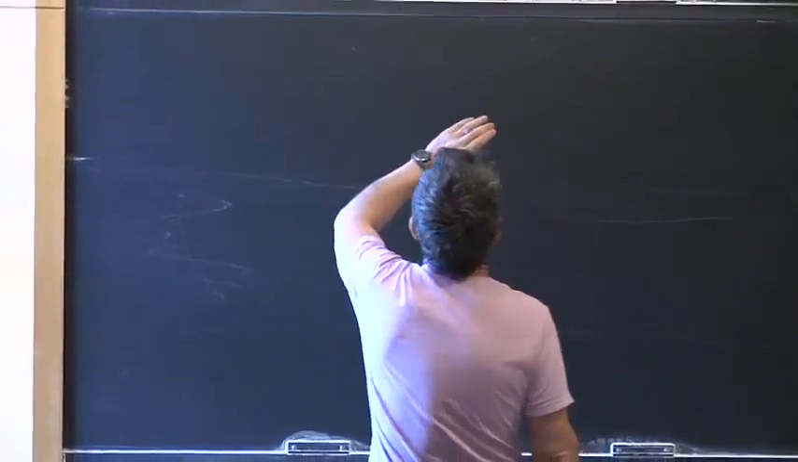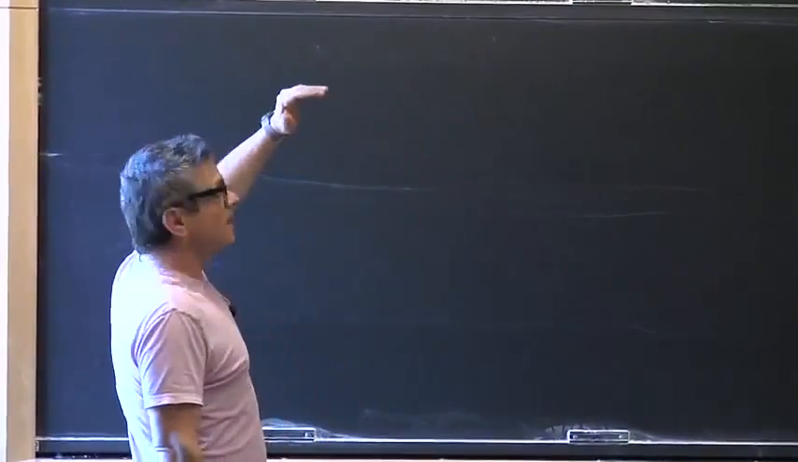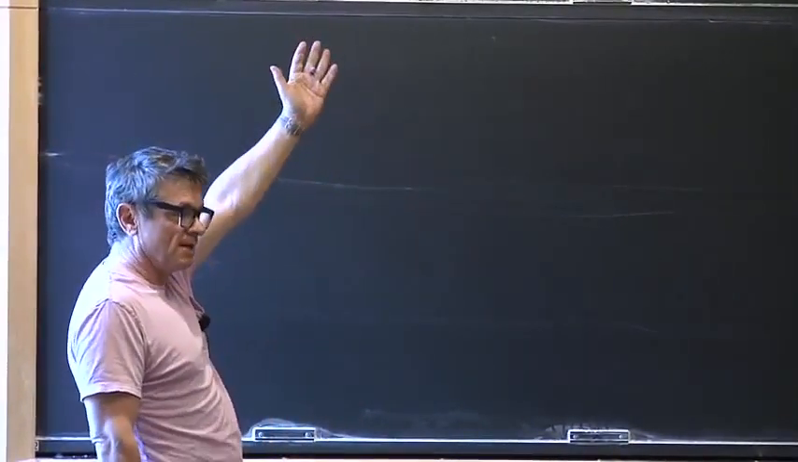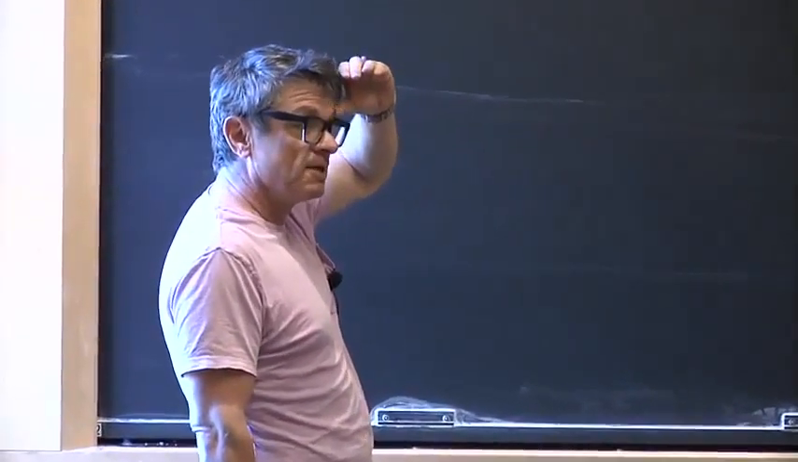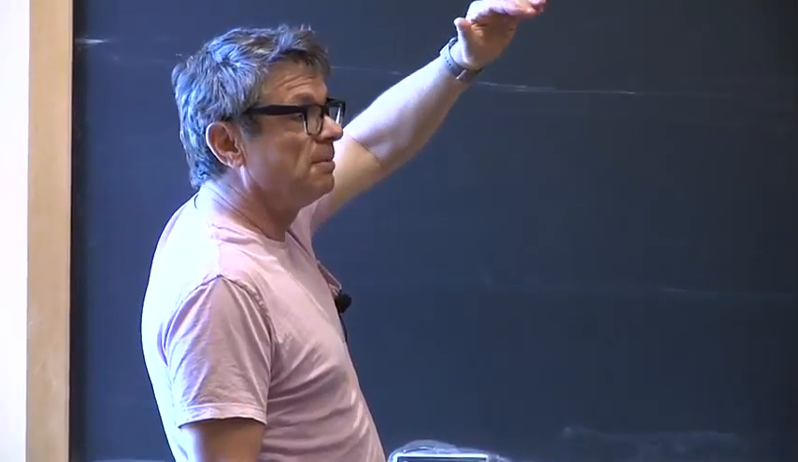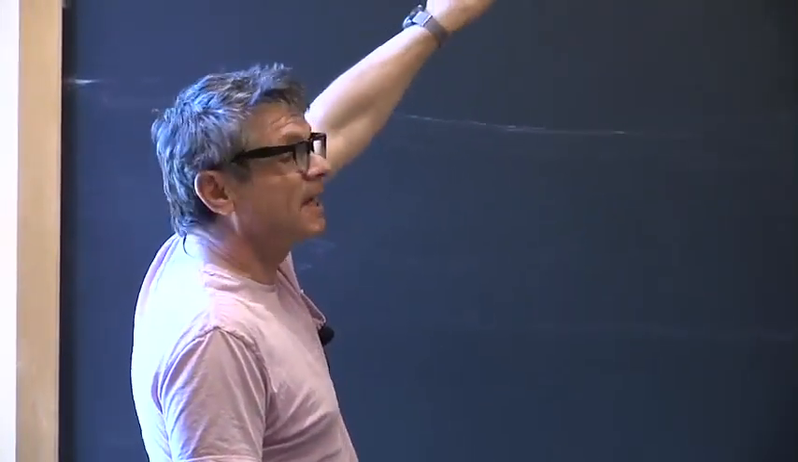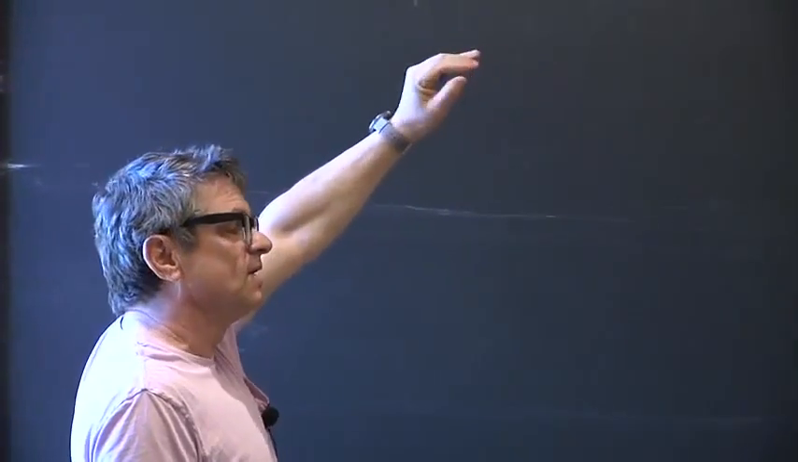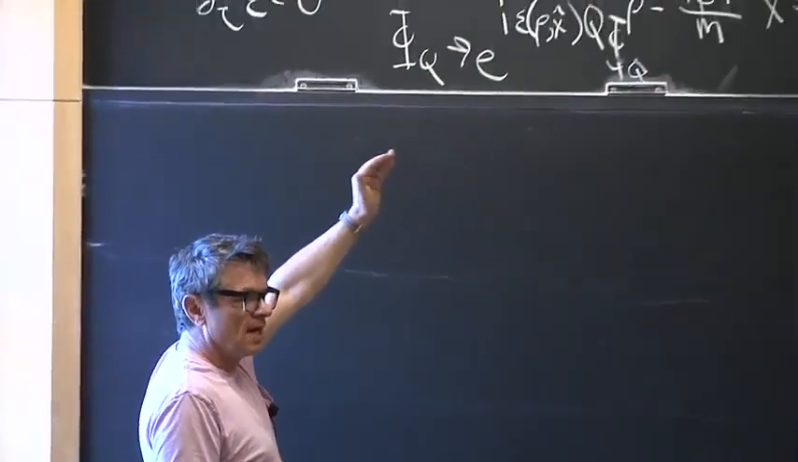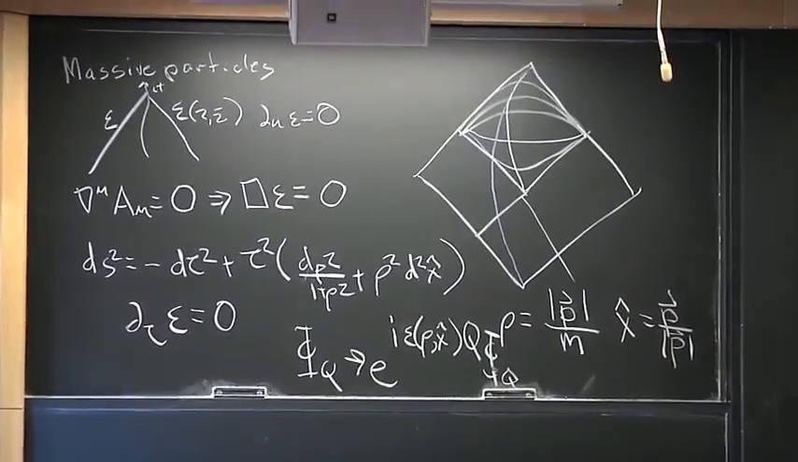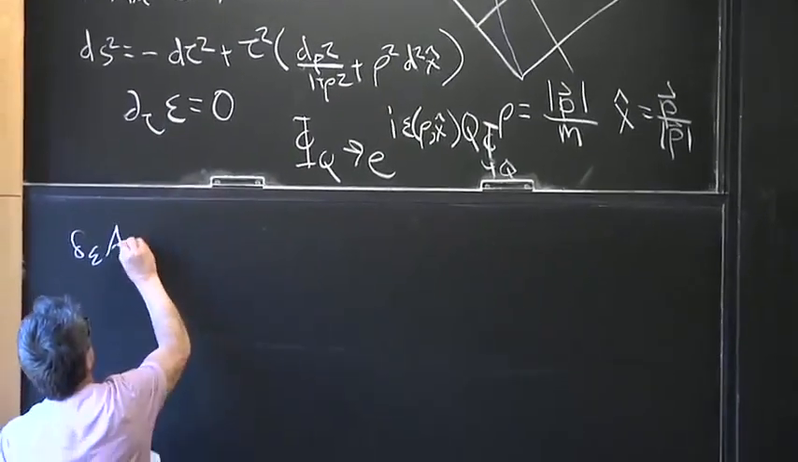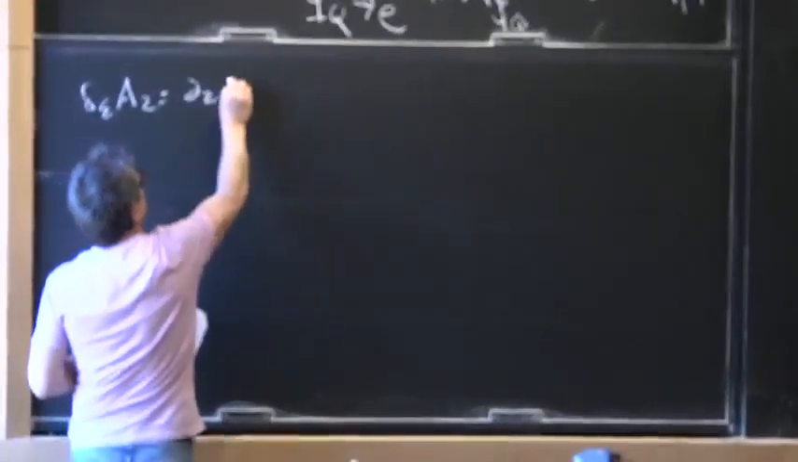So what we need to do is act with a large gauge transformation on the outgoing state. Before, for simplicity, the outgoing state could be characterized by what was happening at null infinity. So we needed to understand how the large gauge transformation acted on the gauge field at null infinity, and that was very simple. It was just delta epsilon A_z equals D_z epsilon.